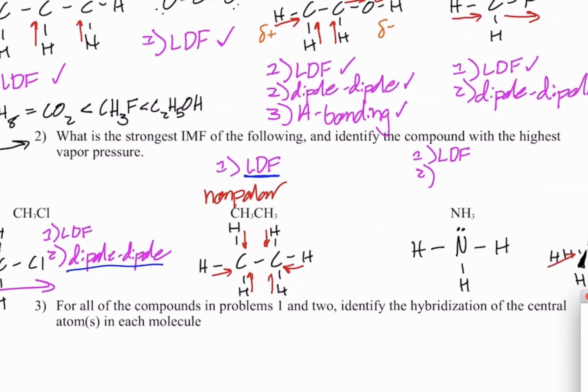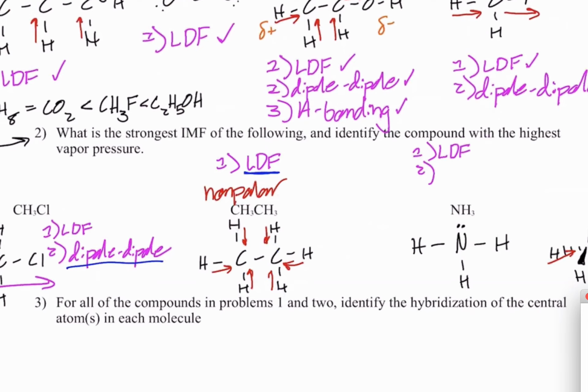So each of those vectors are going to look like this. They're all pointing upwards at that nitrogen in the shape of sort of a pyramid. And so they all end up summing up to form a vector that looks like this. So it is going to have dipole-dipole forces. And finally, those hydrogens are bonded to the nitrogen, so it does have hydrogen bonding as well. So hydrogen bonding is the strongest of the 3 for NH3.